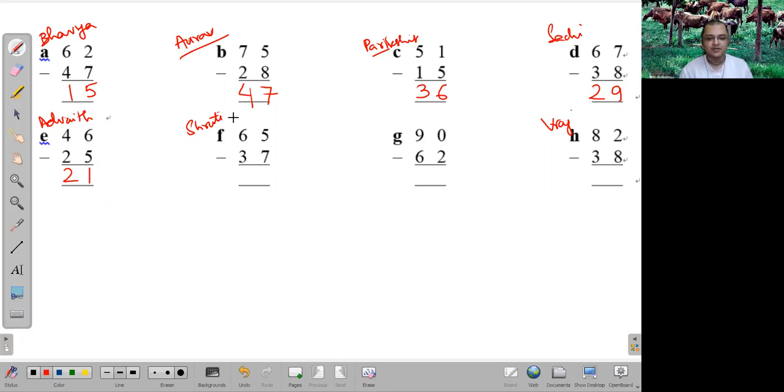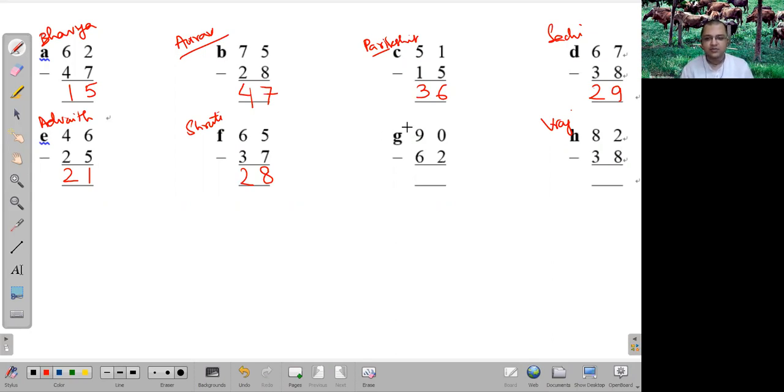Next one, Shruti. Prabhuji, to make 5, I made 5 into 15, and 8 is added to 7 to make it 15. Then I took 1 and added it to 3, and made it 4. And 4 and 2, 6. Yes.